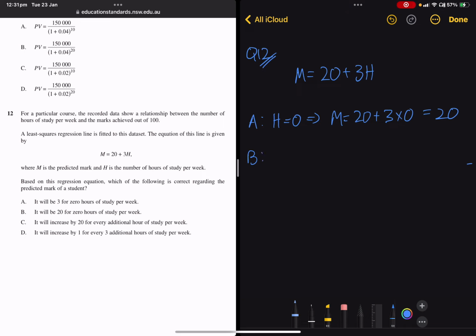B tells us it'll be 20 for 0 hours of study per week. Well, actually, we just found that this was true when we tested A. If h is 0, this implies the mark will be 20. So this is true. And so therefore the answer is B. And for these questions, you only have to find the right answer. Multiple choice questions you should be doing really quickly. You don't need to check all of them. Once you find one that's true, that's the answer.